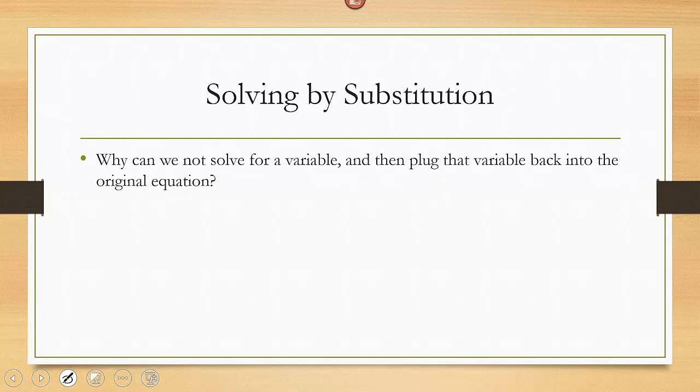One more slide before we get into some examples. Why can we not solve for a variable and then plug that variable back into the original equation? So let's say we have y equals 2x plus 3, and let's say we have 2x plus 4y equals 6. So let's go ahead and solve for this x here.